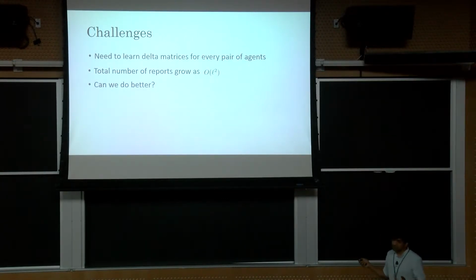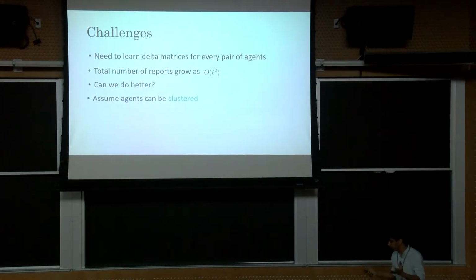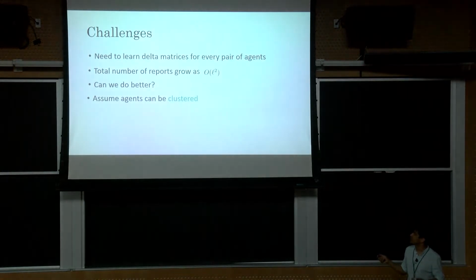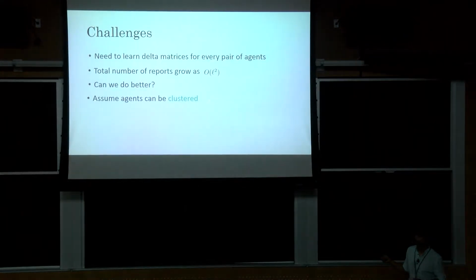Without any assumption we cannot do anything. So what we saw earlier is that there exists essentially some clustering or communities among the crowds, and so we assume that the agents can be clustered into a constant number of groups, and if the number of groups is small, we want to improve upon the number of reports needed to run these kinds of mechanisms.